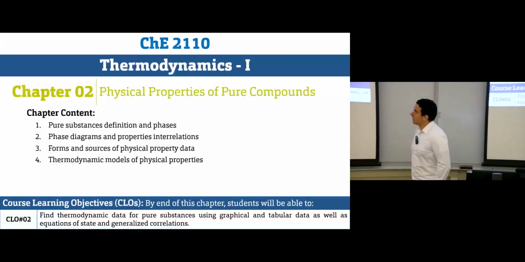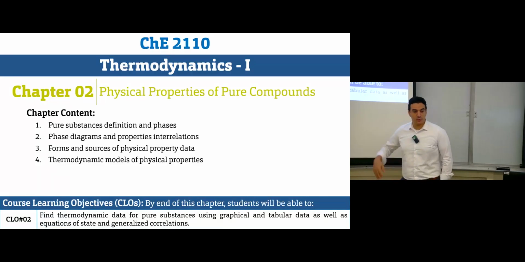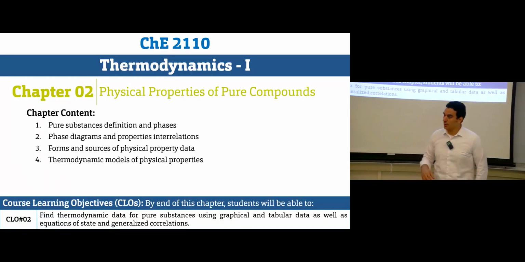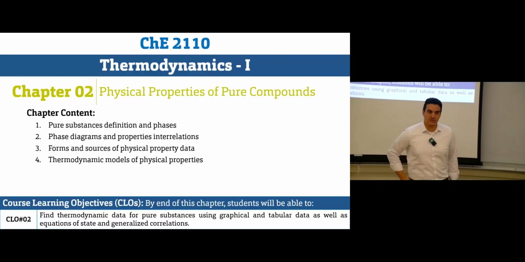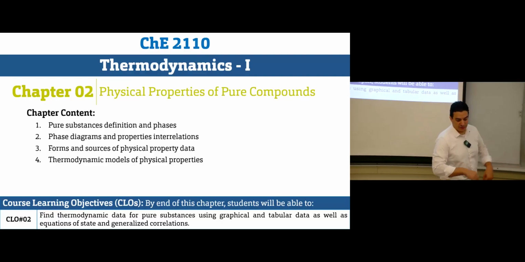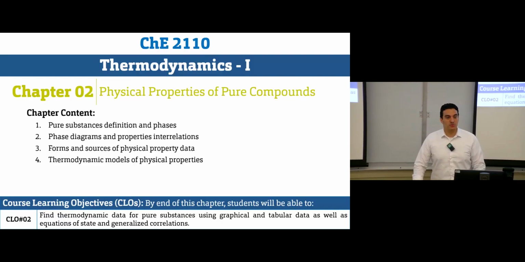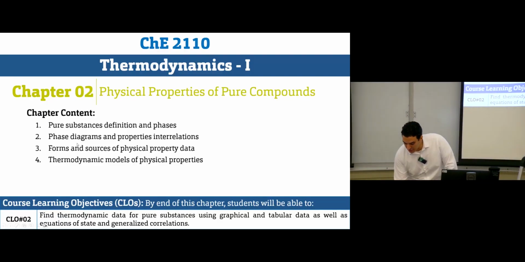These 4 points we have in chapter 2. So we start talking about pure substances. What are the substances that we can classify as pure? What are the phases that we have for these different substances? And what is the name of the phase change processes we have? Then we need to describe the properties between these phases. So we explain the phase diagrams.